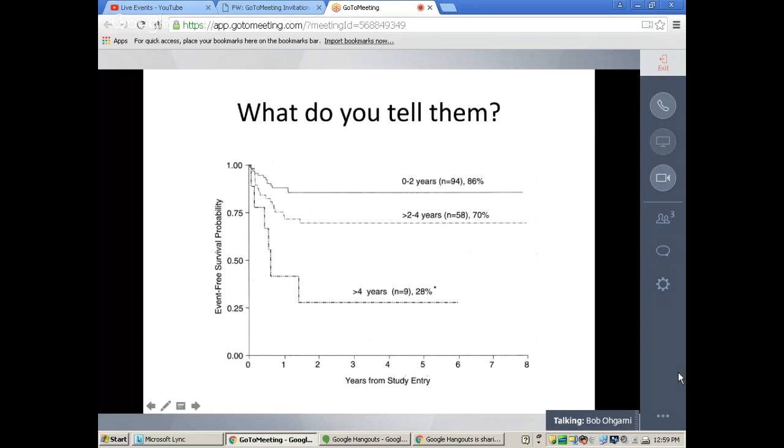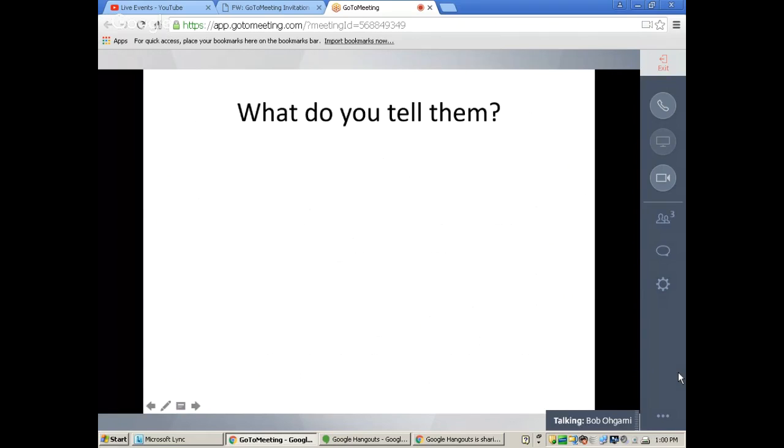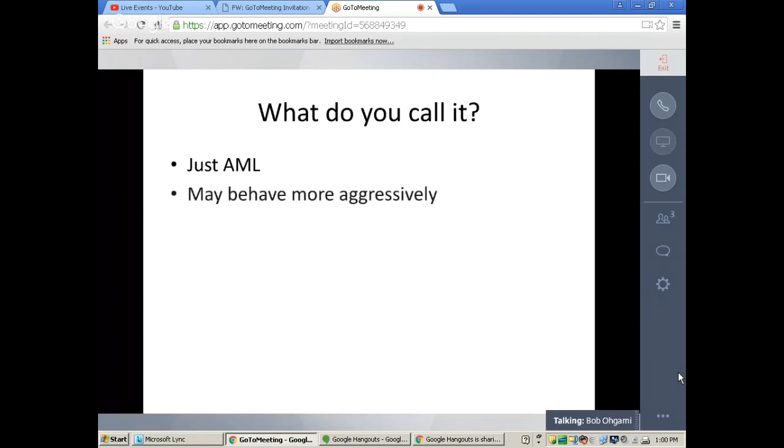Well, I just told you that young Down syndrome patients do well, but older ones don't do well, right? This patient is above 4 years old, at 12. You can see by the curve, these patients are very aggressive. So what do you tell them? What do you call it? You should just call it acute myeloid leukemia, and you probably should have a comment in there explaining the issue here, that it's going to behave more aggressively.